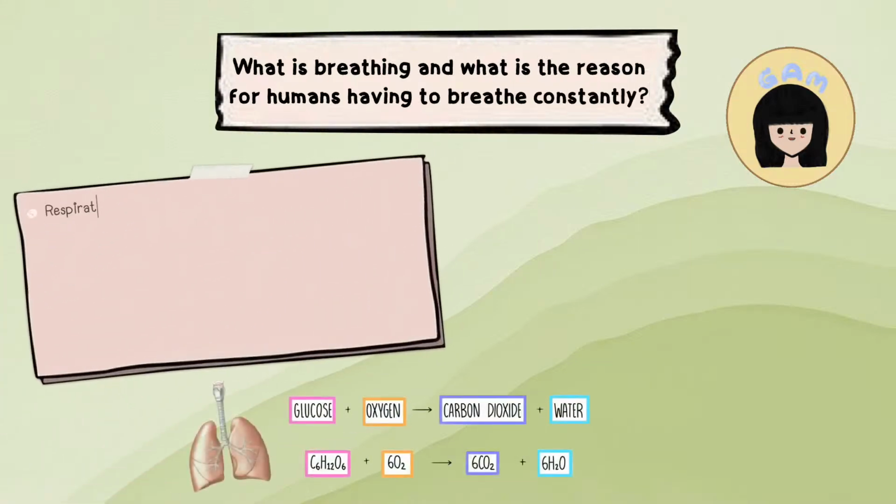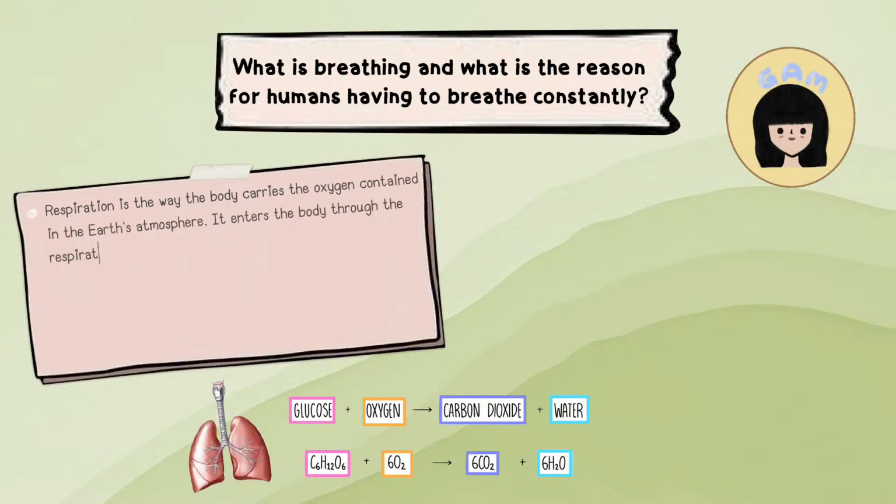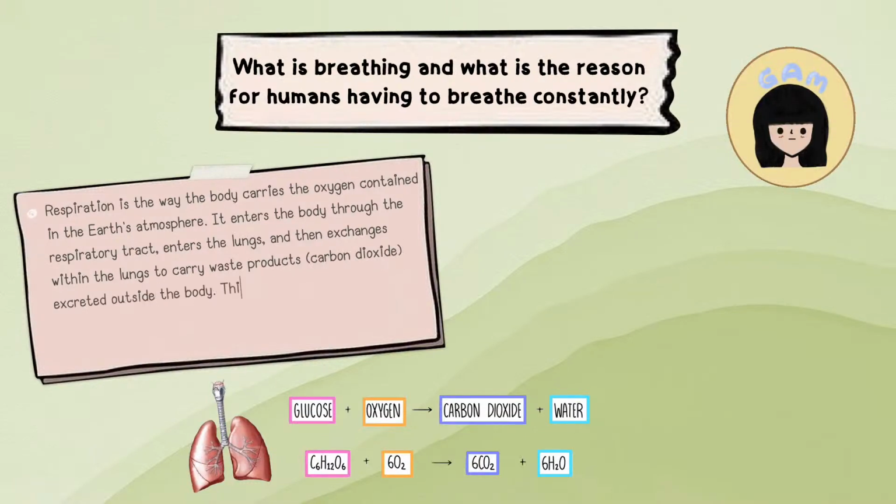Respiration is the way the body carries the oxygen contained in the Earth's atmosphere. It enters the body through the respiratory tract, enters the lungs, and then exchanges within the lungs to carry waste products or carbon dioxide excreted outside the body. This process will take place continuously until the creature dies, when the body no longer needs oxygen.